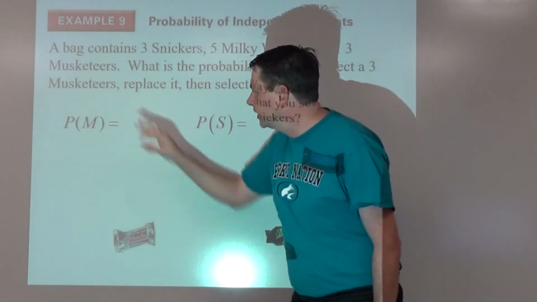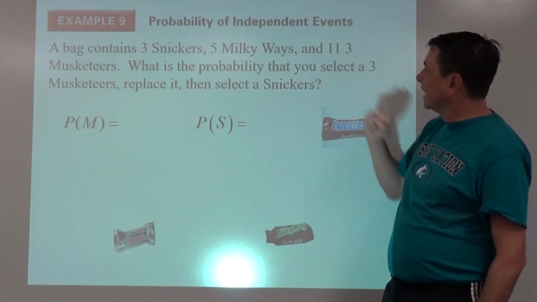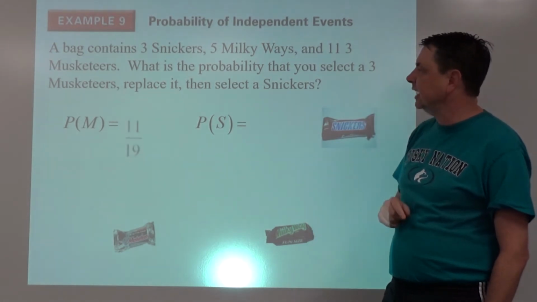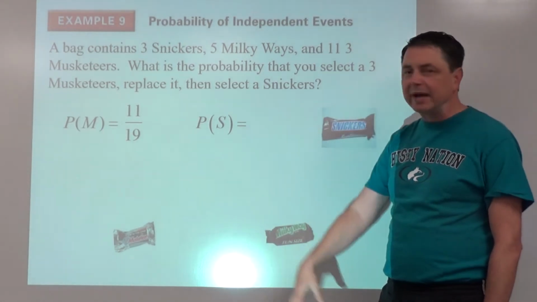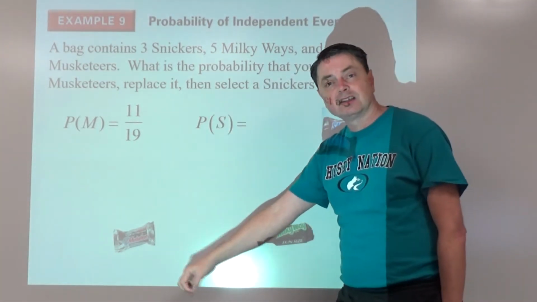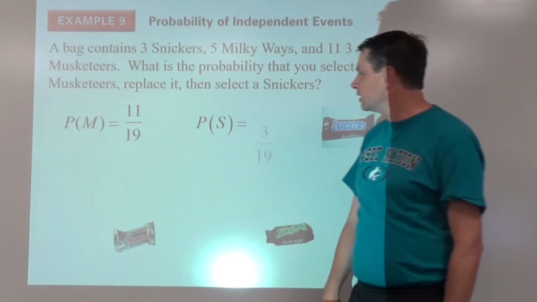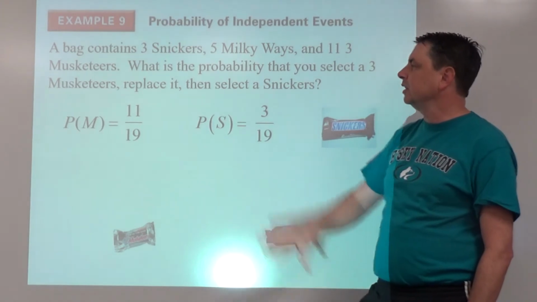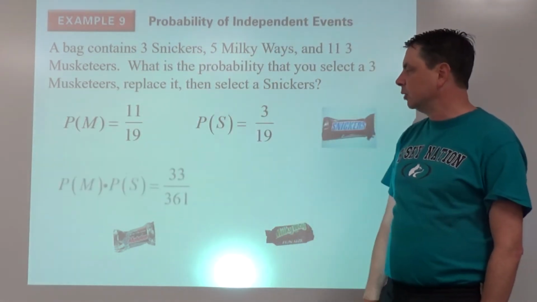So what's the probability of getting a 3 Musketeers on your first grab? Well, there's 11 of them, and there's 19 candies. So it's 11 out of 19. We put it back. Now we grab a Snickers. Since we put it back, there's still 19 candies in the bag. 3 of them are Snickers. What's the probability that this happened and then this happened? We're going to multiply them together.